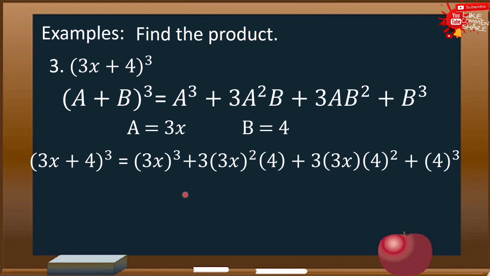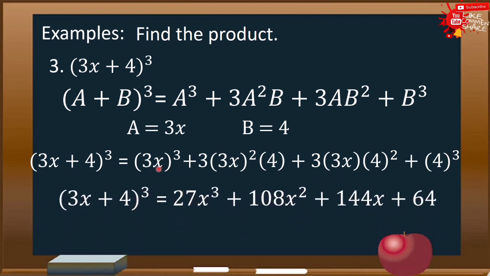Then let us simplify. So we have here the cube of 3x. So ibig sabihin, we have 3x times 3x times 3x. So 3x times 3x is 9x squared. And 9x squared times 3x, we have 27x cubed. Then again, unahin natin yung may exponent na 2. So ibig sabihin yan 3x times 3x. So we have 9x squared. Then 9x squared times 3. So we have here 27x squared. Then times 4. So we have positive 108x squared.